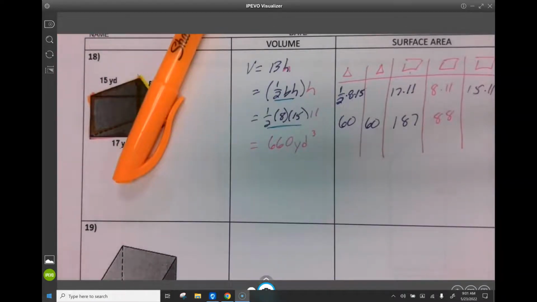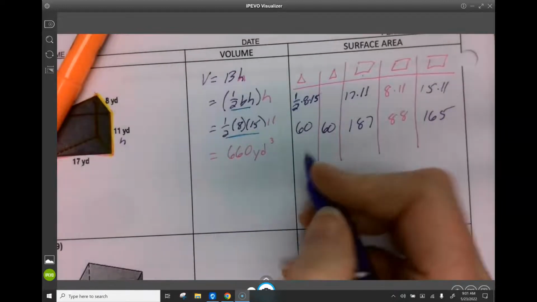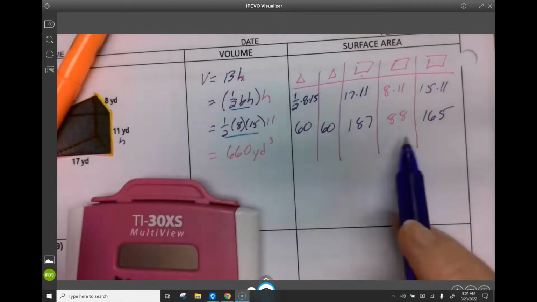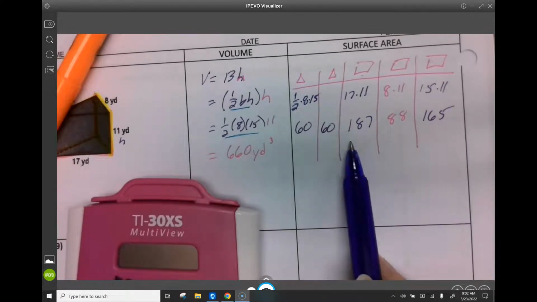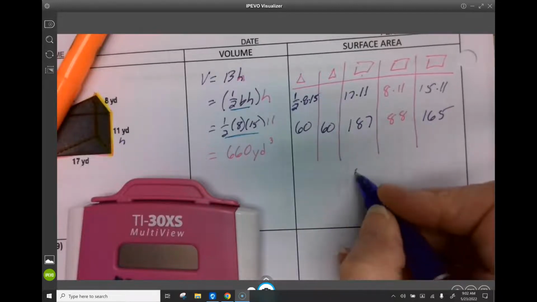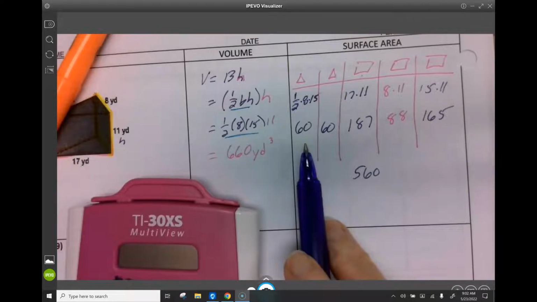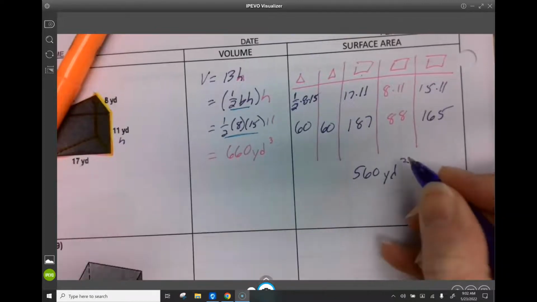Is 165. Okay? So now I'm going to add all that together, all three of those. Sorry, all five. And I got 560. Always do it twice. So go back and check that again. And we would have yards squared because we're in area.